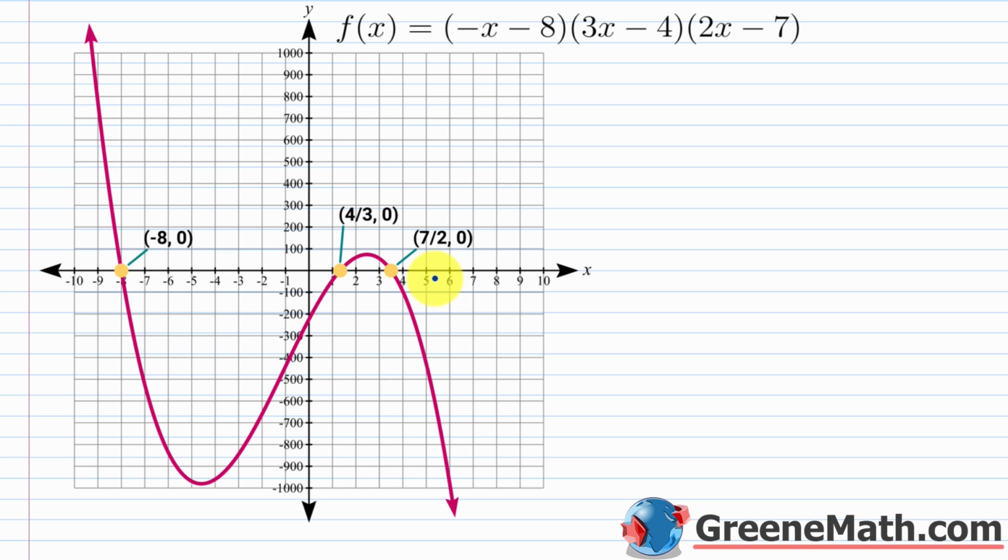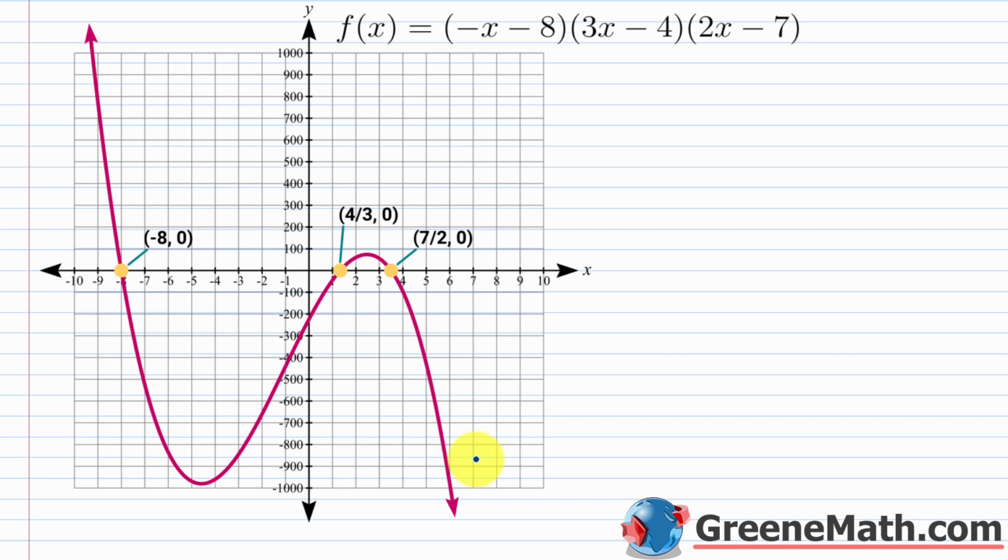You can pick a number. In the interval where x is less than negative 8, you could pick something like negative 9, plug it into the function, and see if it's positive or negative. Here, if we plugged in negative 9, we would get something positive. So you can conclude that where x is less than negative 8, this is positive. Using the same process, where x is between negative 8 and 4/3, this is negative. Between 4/3 and 7/2, this is positive, and where x is greater than 7/2, this is negative.